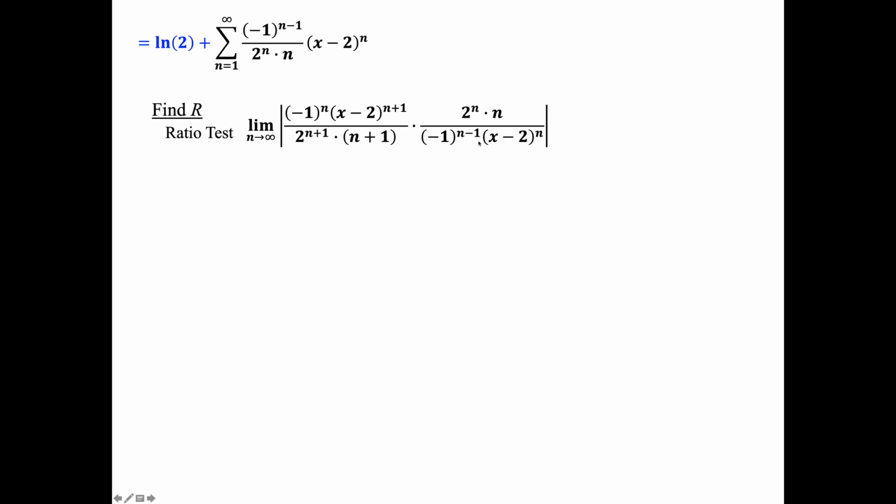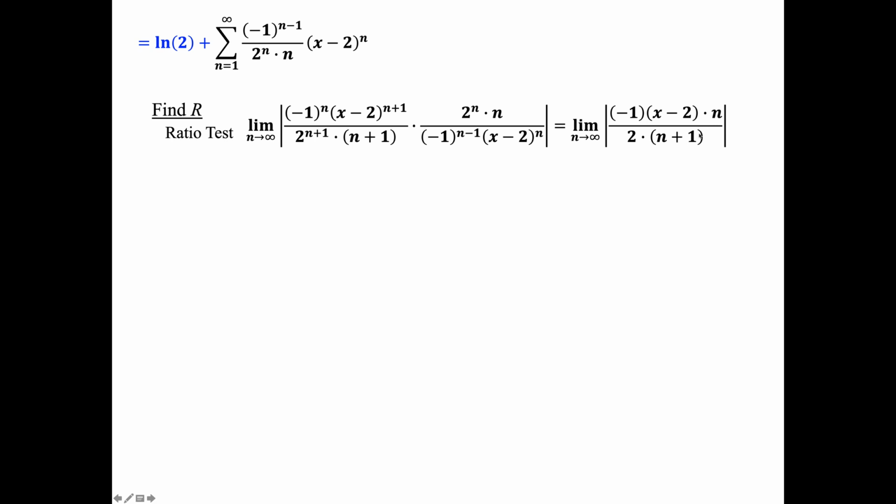All right, let's start cleaning this up. 2 to the n and 2 to the n plus 1 leaves me a 2 on the bottom. The n over n plus 1 won't change, so I want to group those together. x minus 2 to the n power and x minus 2 to the n plus 1 will cancel everything out except for the plus 1, so I'll have one binomial up here. And the same thing, I'll have a negative 1 up there. So there's my negative 1 times x minus 2 over 2, then times the n and the n plus 1.